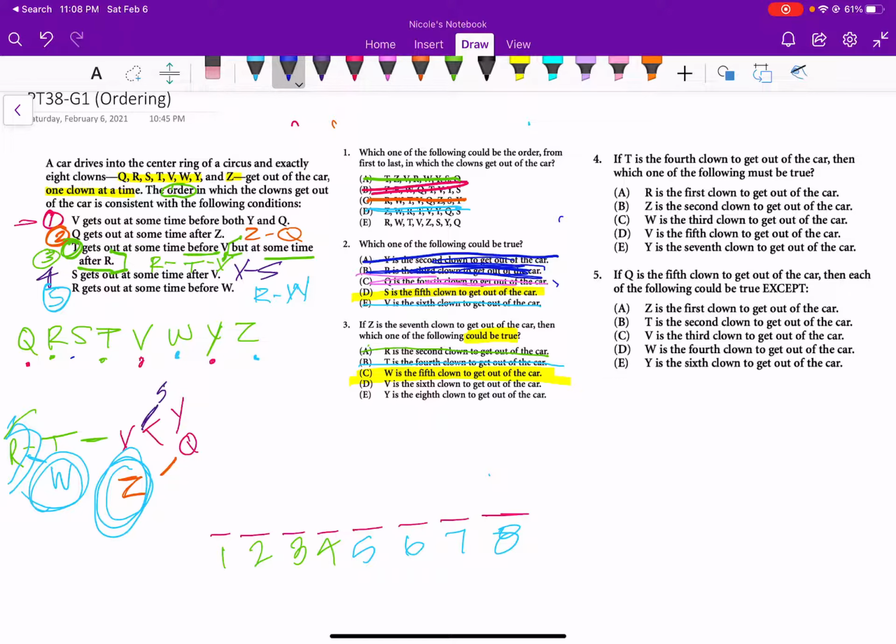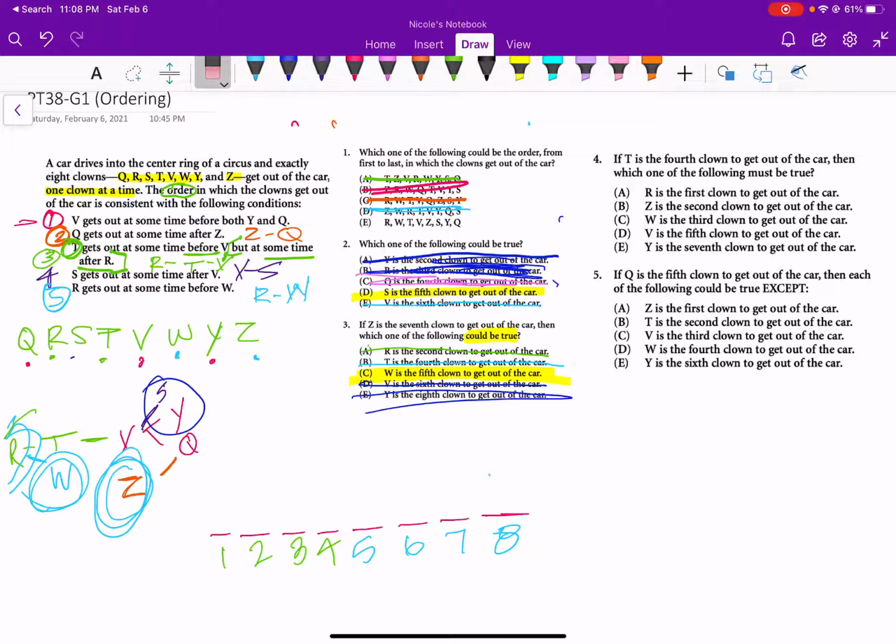But V is the 6th clown car to get out. So if we were to put V here, sorry, we already had Z and Q down here. Can V be here? No, because we still don't have room for S and Y. We need to have room for S and Y to come after them. So we can go ahead and cross that one off. What about Y is the 8th? No, because we already have Q down there. So that just reaffirms that our answer is C.